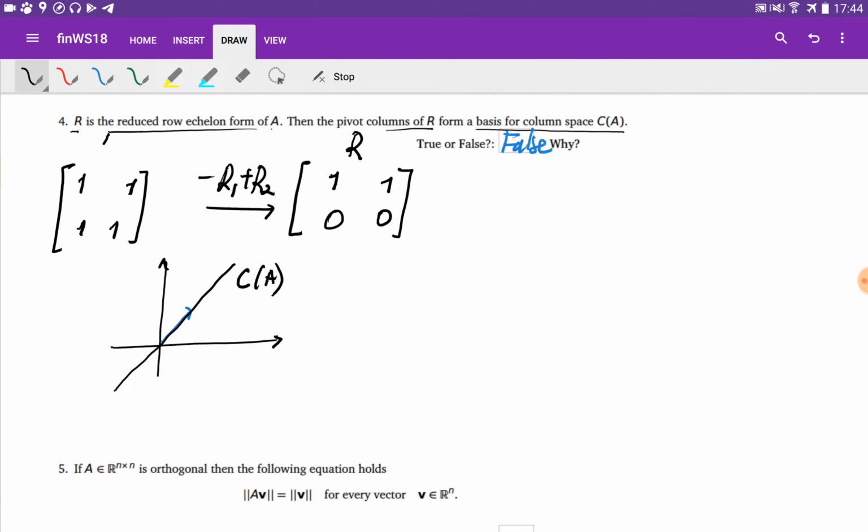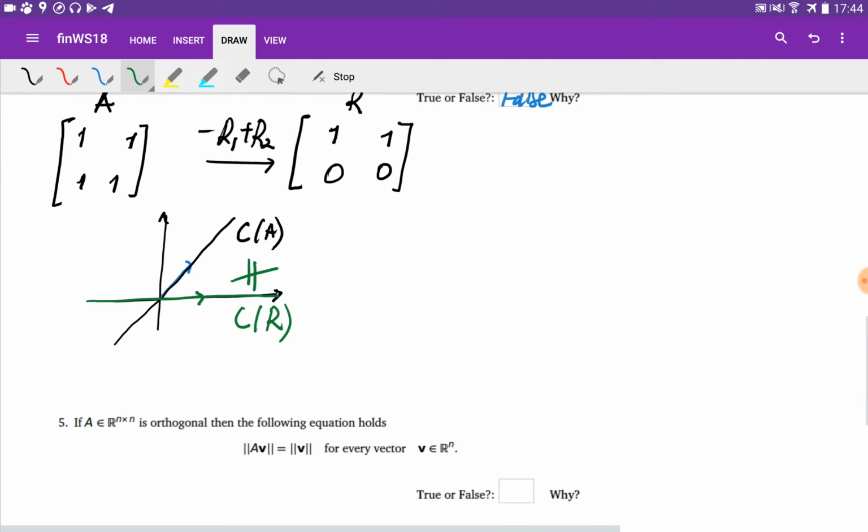So let us denote this as the R. The pivot column of this matrix is the first column, which is going to be 1 and 0. And this vector is going to be here, 1 and 0. And all the vectors along this vector are going to form this line, which is obviously different from the column space of the A. So the column space of the A is in general different from the column space of the row echelon form of the matrix.